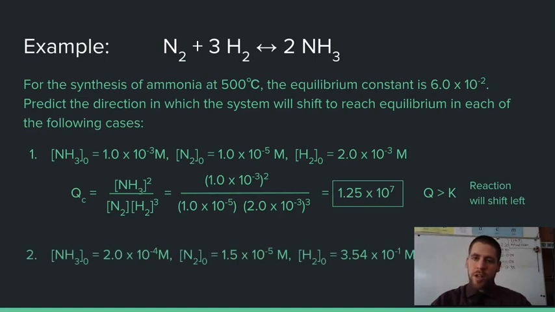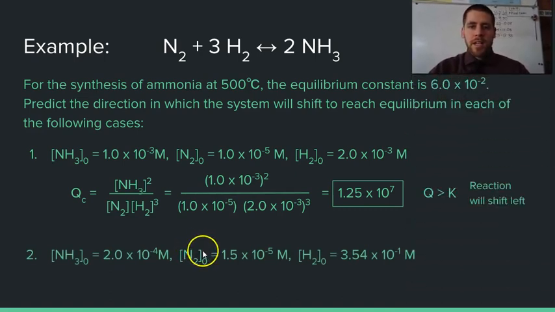You go ahead and do this one on your own. Start by calculating Q, and then compare that to K, and then determine which direction the reaction still needs to go in order to reach equilibrium. Bring that to class. Bring any questions you have about this to class. We'll get a little bit more practice there.